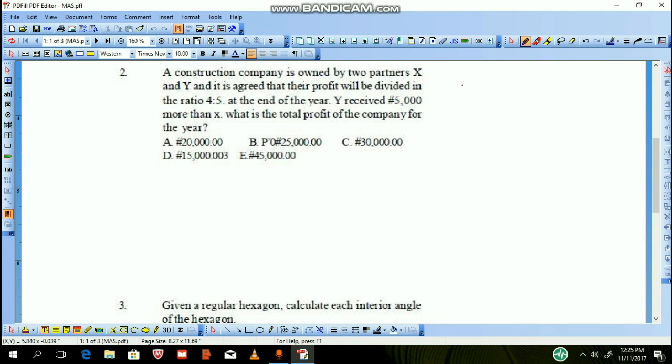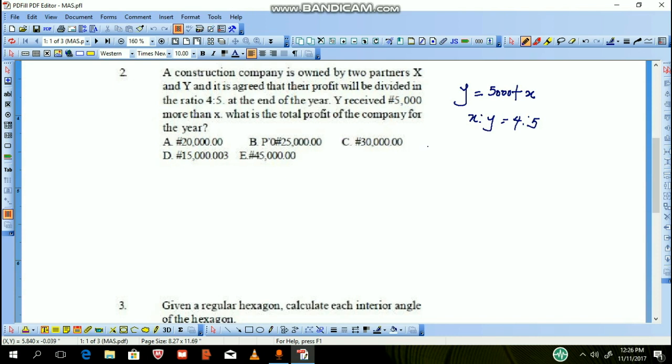That implies that Y is going to be 5,000 plus X. For every amount, Y is receiving 5,000 more than X, so that will be 5,000 plus X. That's one equation there. Now the ratio of X to Y is 4:5. So how do we get this?